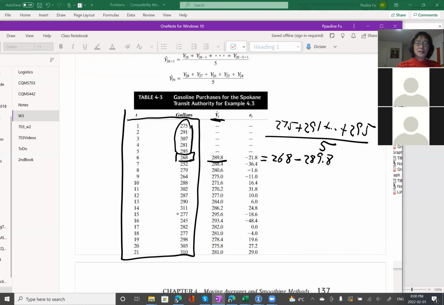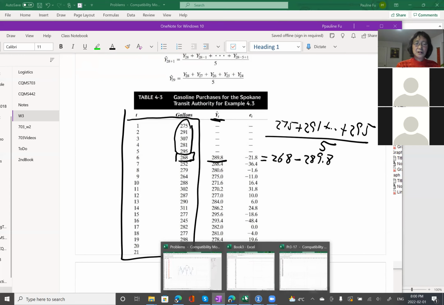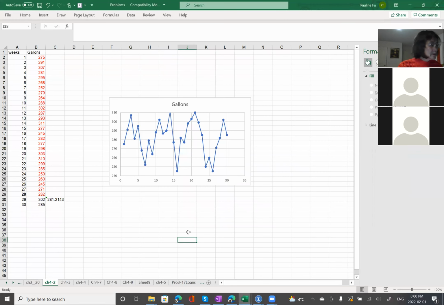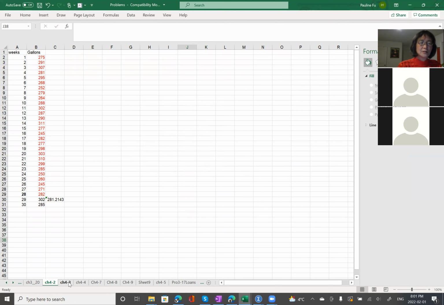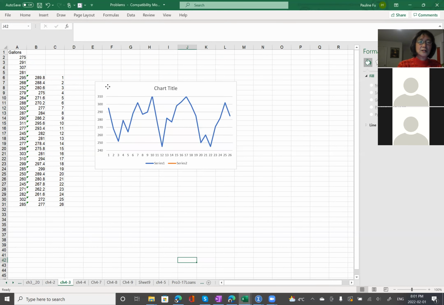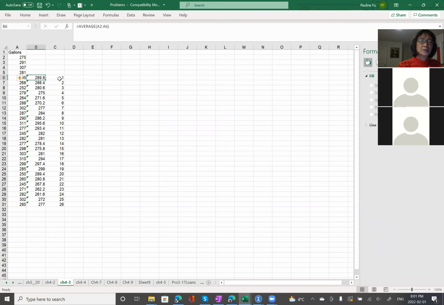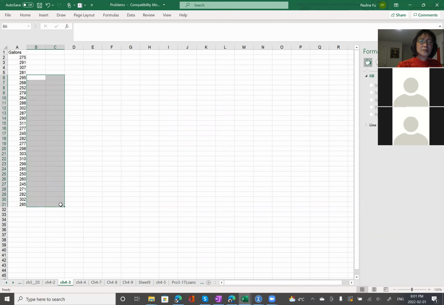So when you use Excel, you can quickly calculate all these numbers. I'm going to turn to using Excel. It actually uses the same data. So I'm just going to copy this data. So this is the original data. And how do I calculate the forecast for this number? I want to forecast the number for 268.